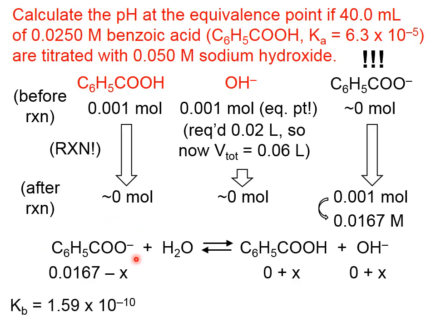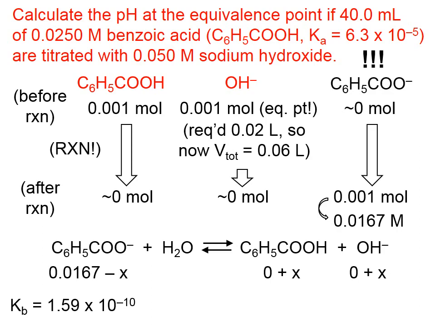We need the Kb for this benzoate ion, which is not given, but the Ka for benzoic acid, in the upper right corner of the screen, is given, and from it we can calculate the Kb of the benzoate ion, because remember that the product of Ka and Kb of a conjugate acid-base pair is 1 times 10 to the negative 14th.